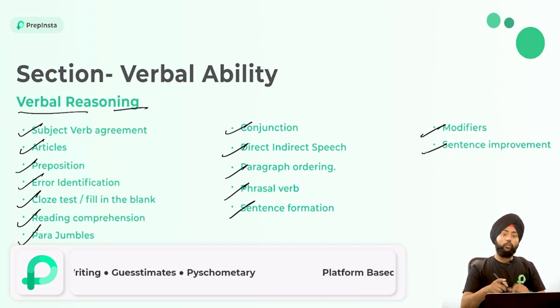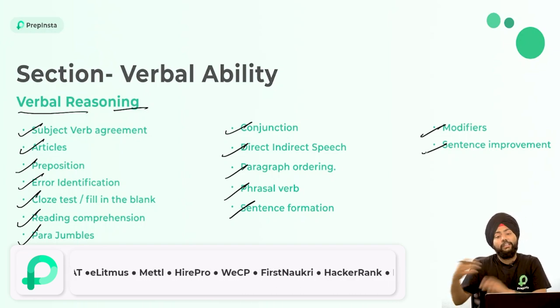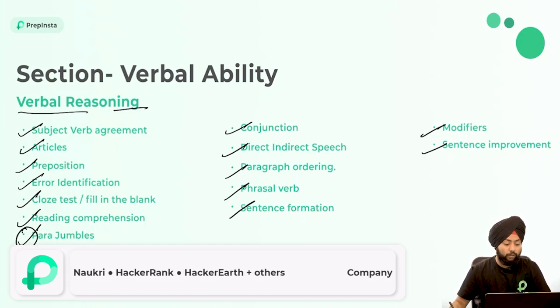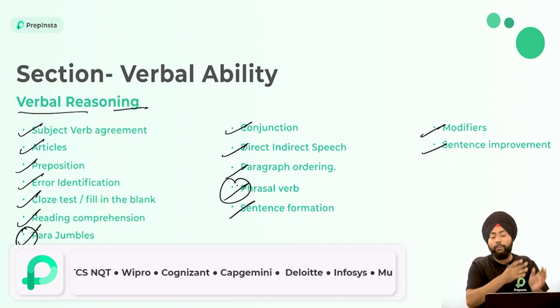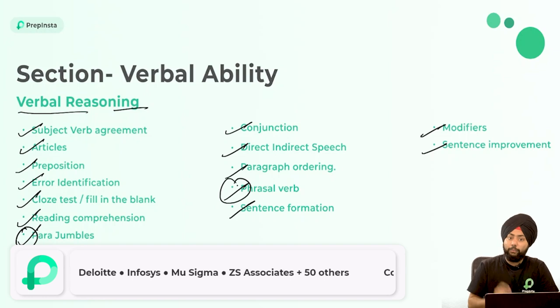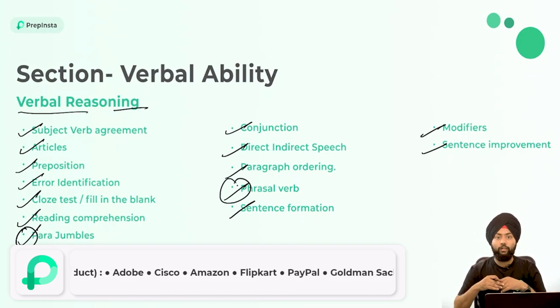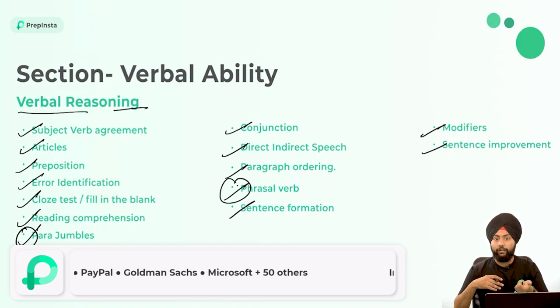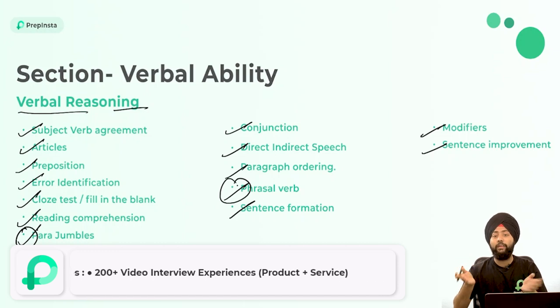Now let me highlight those topics which have the possibility of being asked at the advanced level: para jumble or phrasal verb. With phrasal verbs, there will be a whole passage with some blanks in between, and you have to fill that passage with phrasal verbs. Let me take an example. Suppose there is a word called break and a word up. The meaning of break is breaking something, and up means up. But when I club those two words, it becomes a phrasal verb, break up.